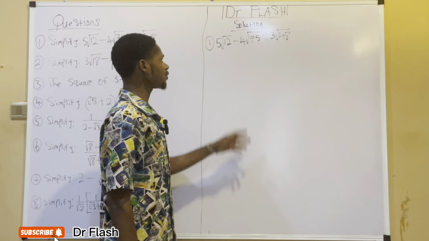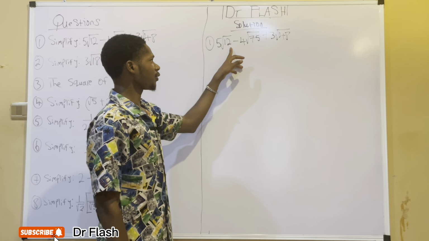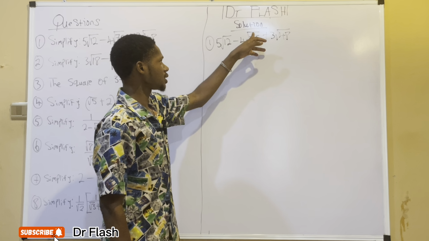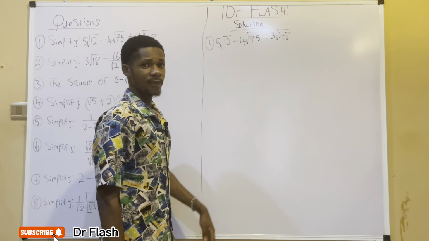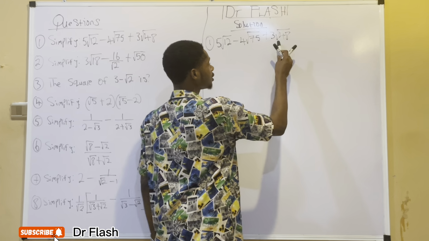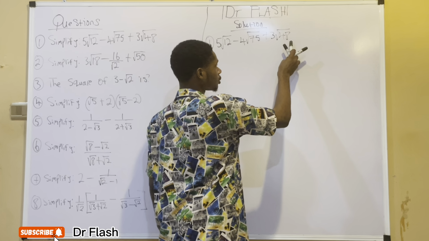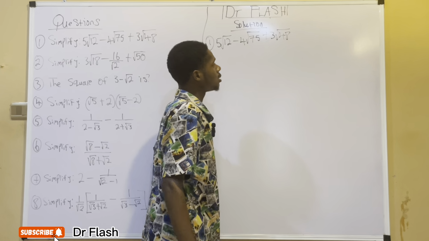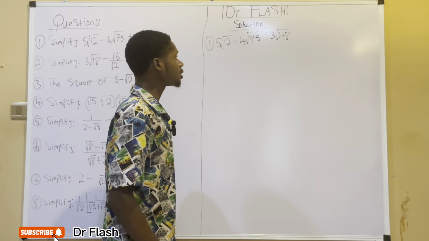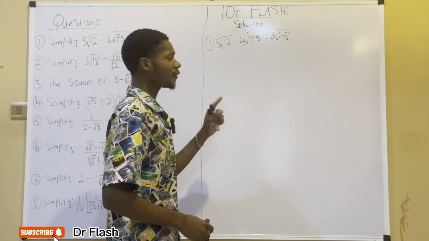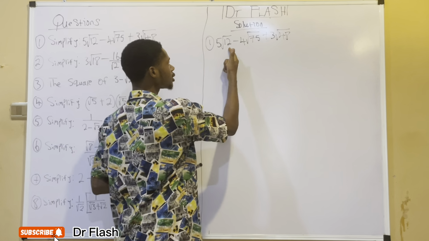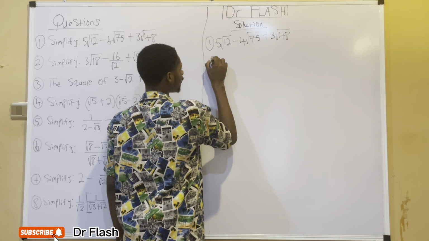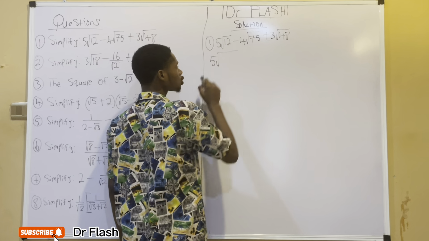Now let's try 3. 3 is common to 12, right? That will be 4 times. 3 is common to 75. That will be how many times? That's 25, right? And then 3 is common to 48 as well. That will be 16, isn't it? Now if we choose to divide by 3, it means we can write all these numbers in terms of what now? 3. So we're going to write 5 square root of 3 into 12, which is 4.